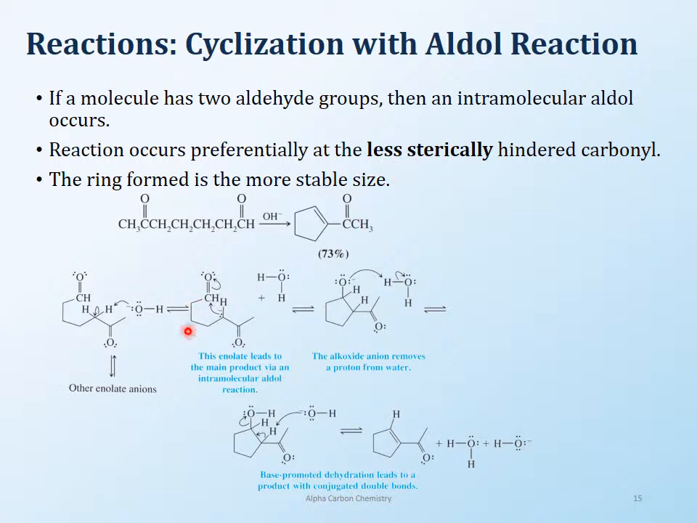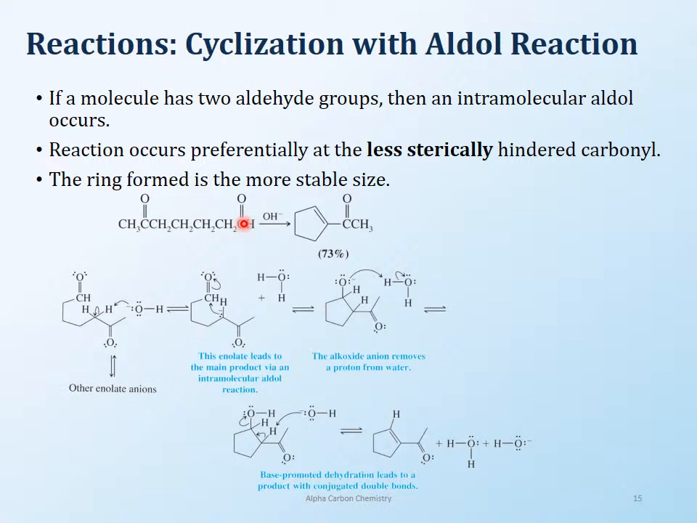So the carbonyl here that is less sterically hindered is the aldehyde. So this carbon here is more sterically hindered. Obviously, if you're going to do an attack on the carbon, it has to be available. So this is the carbon that is available, and this is where you will have the nucleophilic addition.